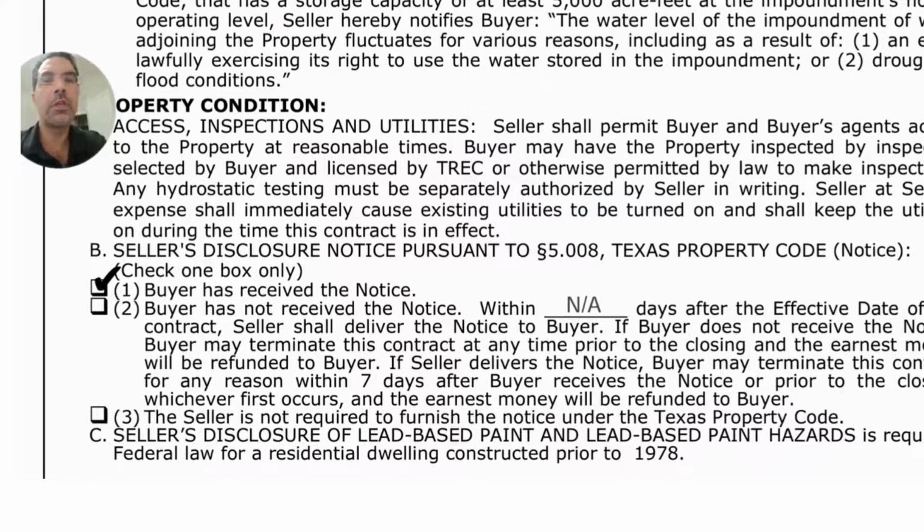Property condition. This is in terms of the seller's disclosure. Most of the time, the seller will have a disclosure for the buyer to review. If there isn't one, then you would ask for one. In part 2, you say, give me the seller's disclosure within 3 days or 2 days of execution. If they are not able to give you a seller's disclosure, if it's an inherited property or an investment property that nobody's lived in, then you would check off number 3.